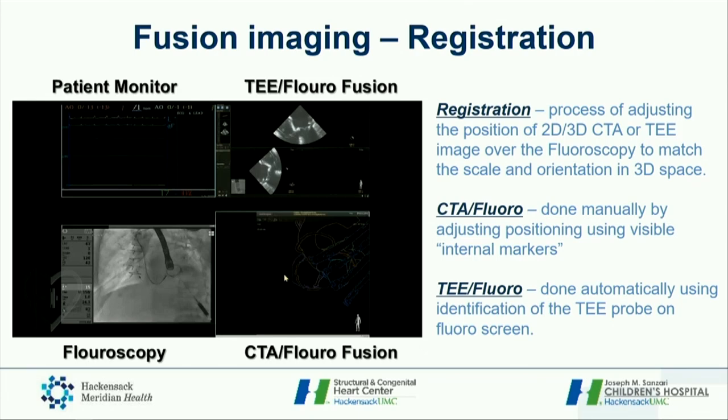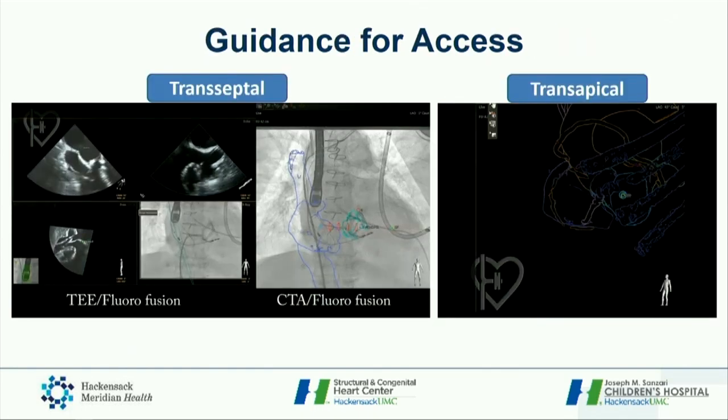So there are two different distinctions with the TE and CTA. With CT, the registration is done by using internal markers where you manually adjust the positioning. Or if you don't have any internal markers, you have to use aortic root angiography. With TEE, it is much more clever. It automatically identifies the TE probe and uses that for orienting your three-dimensional position.